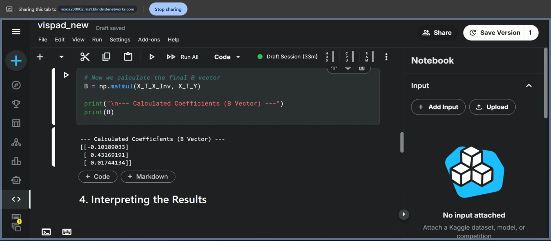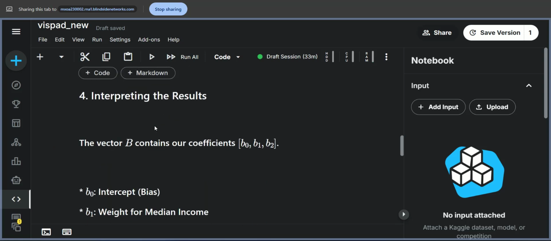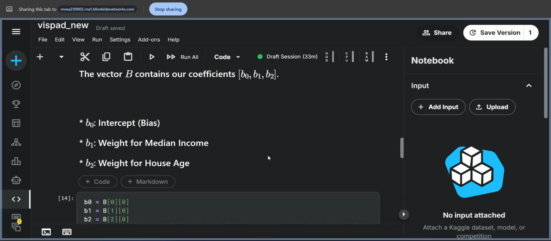Of course, it is more robust than this, but this is the kind of fundamentals behind it when it comes to algebra and vectors. So then we have our values b0, b1, b2. Then we can use them to form the final equation, which is y is equal to b0 plus b1x plus b2x. So here we have our intercept, which is called our bias. We have the weight for the median income, then we have the weight for the house age, that's b2.